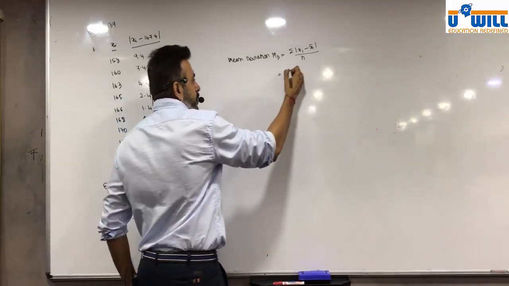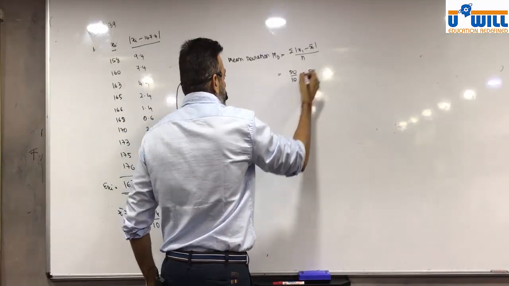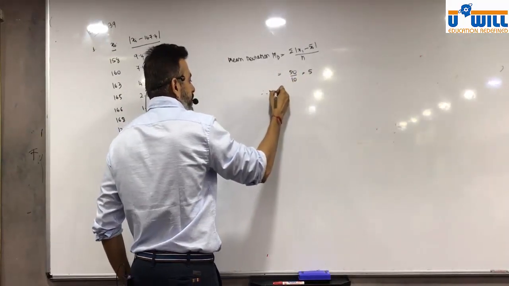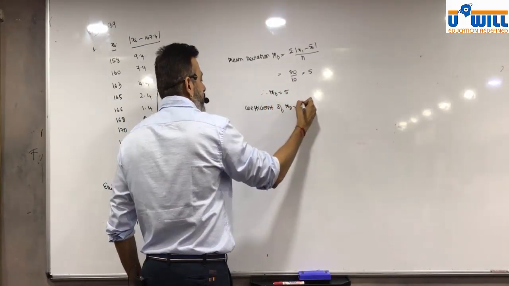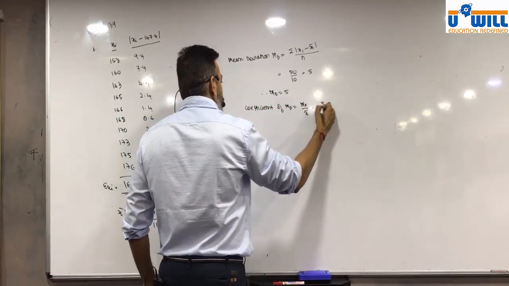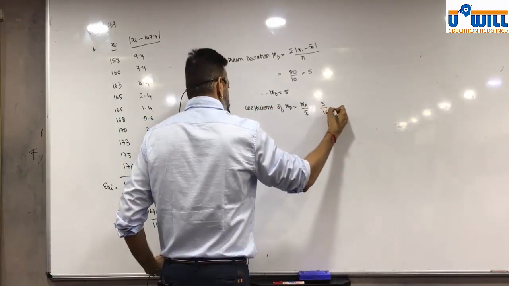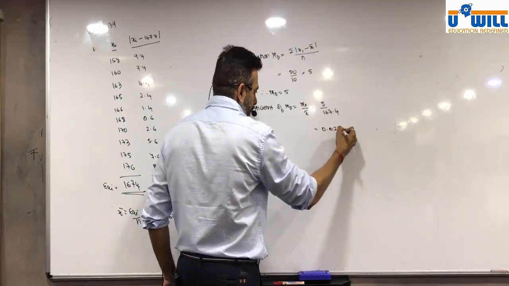Therefore, mean deviation is equal to 50 upon n, which is 10, which is equal to 5. Therefore, coefficient of mean deviation is equal to mean deviation upon mean, 5 upon 167.4, which is 0.029.